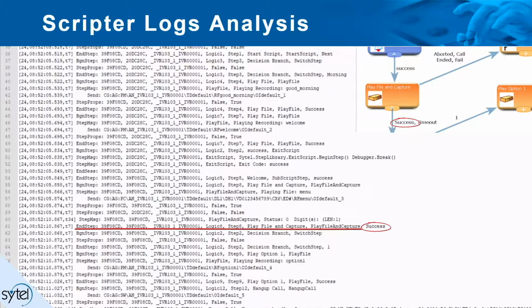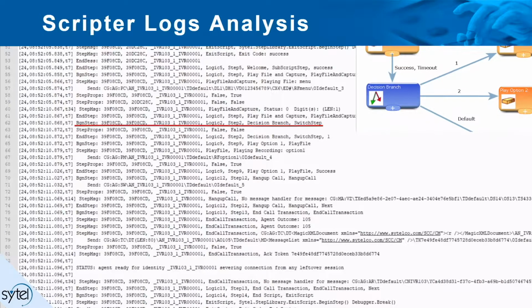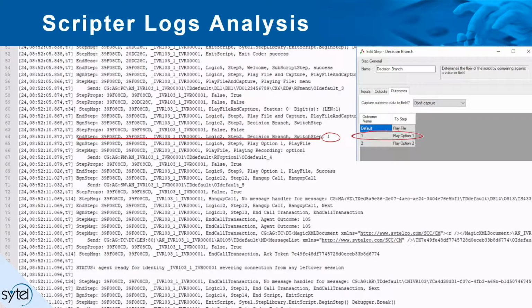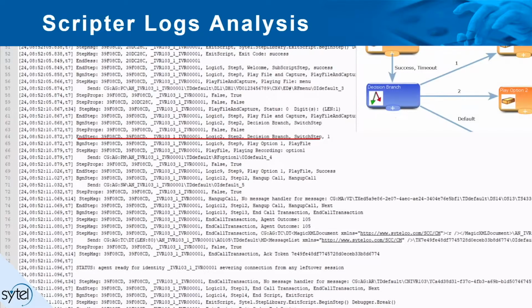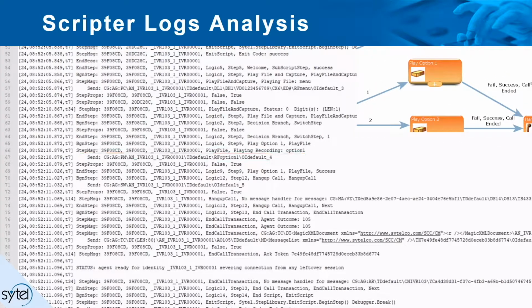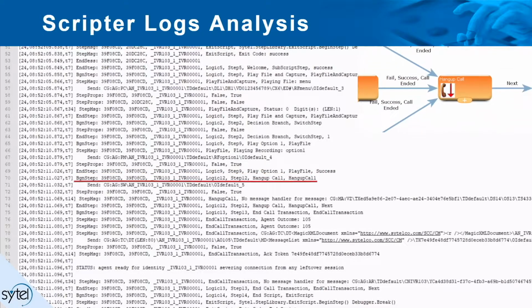The success outcome of the play file and capture step directs the script to the next decision branch step, which uses the captured digit as an input and output. The end step line shows that the value captured was 1, which routes the script to the play option 1 play file step. When the option 1 recording has been played, the script proceeds to the hang up call step. Notice that this step generates a start wrap message back to CallGen, which results in the call being terminated and the agent put into wrap.